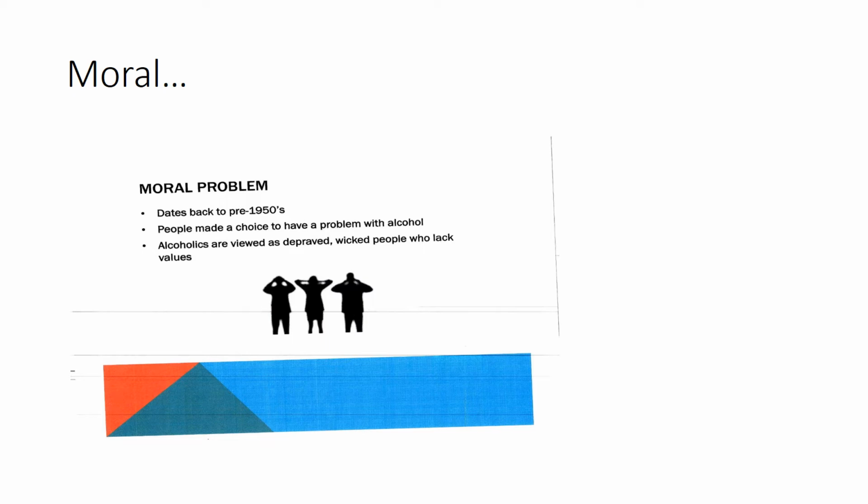Prior to the 1950s, society viewed alcoholics as wicked people who lacked values. Their bad decisions were explained away because they were weak people who could not resist temptation. Science now tells us that alcoholism is much more than lack of willpower or a character defect.